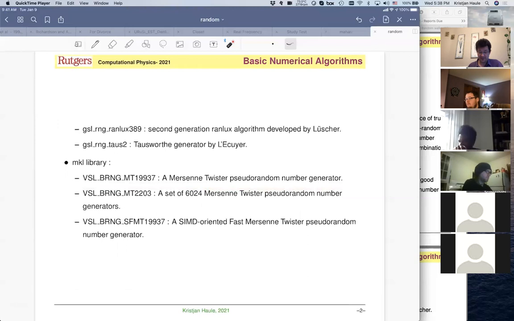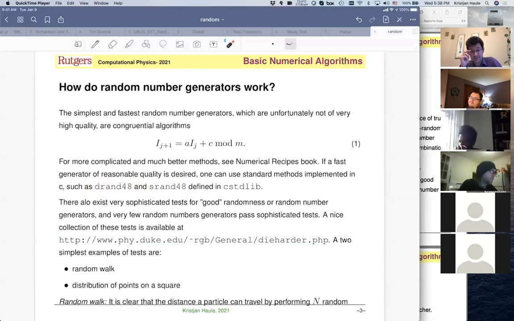So whenever I code my own stuff, I typically use GNU Scientific Library or MKL Library if available. And I use one of the best random number generators from MKL Library or GNU Scientific Library, because these are better than the default ones provided by C.